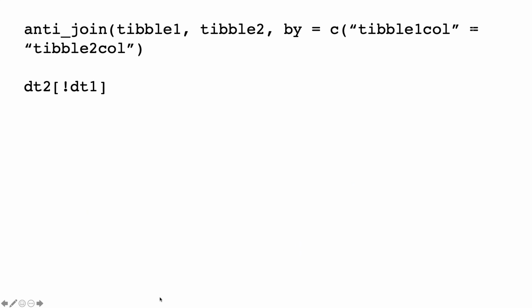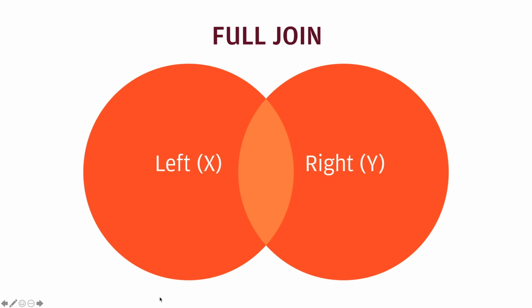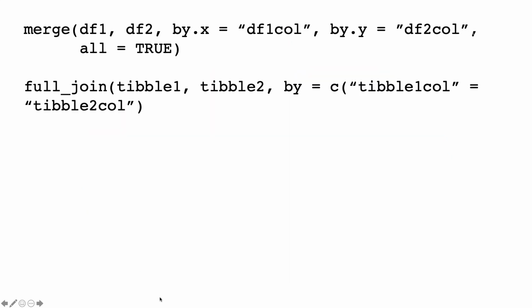Next, if you want all rows from both data sets, regardless of whether or not there's a match, that's a full join. For that, I'd usually use either merge with all equals true or a dplyr full join. And you can see the syntax here in this slide. Finally, one question I also see, what about joining on two columns? So let me go through how to specify that.